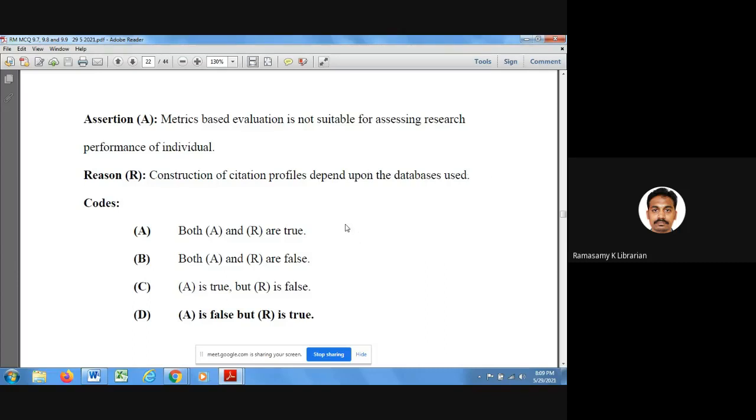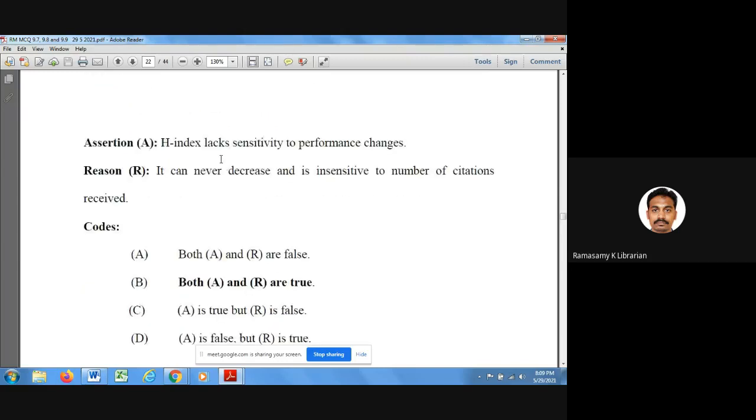Then construction of citation profiles depend upon the databases used. Okay, so depending on the citation databases, you can create citation profiles. For example, if you're logging into Google profile, then you can create your own citation profile. So it depends on the kind of database, the kind of information they are giving you free. You can go and develop your own citation profiles. Okay, fine. Then H index lacks sensitivity to performance changes.